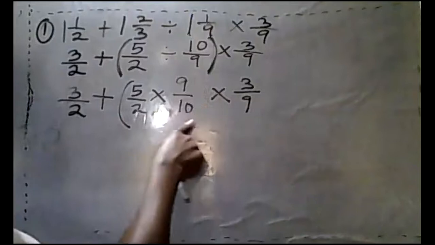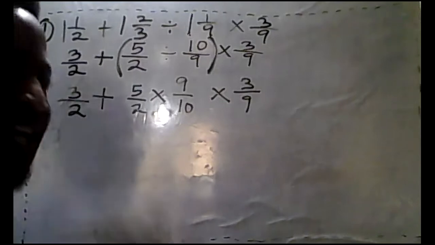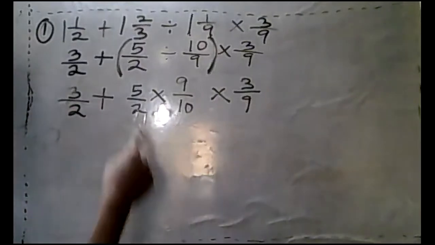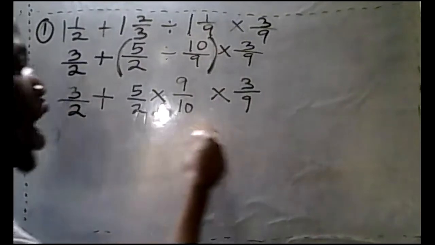Now you can take out the bracket. Now, what are we going to do? We have the bracket of division. Multiplication is the next thing. So we're going to treat all the ones with multiplication. This, and that. Okay?